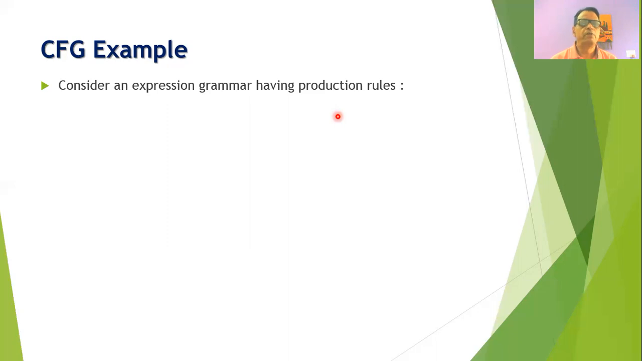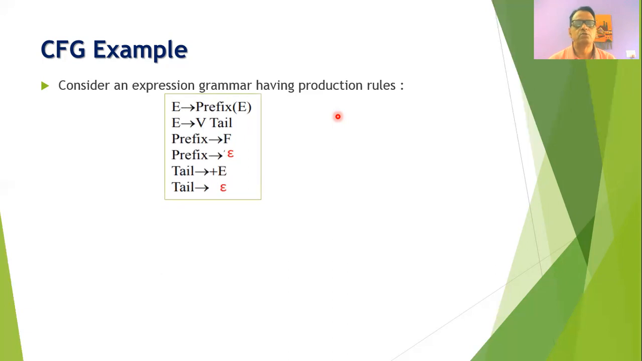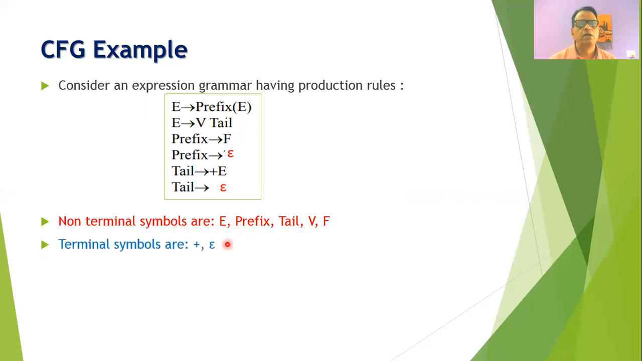Now suppose we have been given an expression grammar, and this expression grammar will consist of the following production rules. E is defined as prefix E, E is defined as V tail, prefix is defined as F, prefix is defined as epsilon, tail is defined as plus E, or tail is defined as epsilon, where epsilon stands for an empty string. So you can say that in this grammar, there are non-terminal symbols such as E, prefix, tail, V, and F. Also, there are certain terminal symbols such as plus and epsilon.